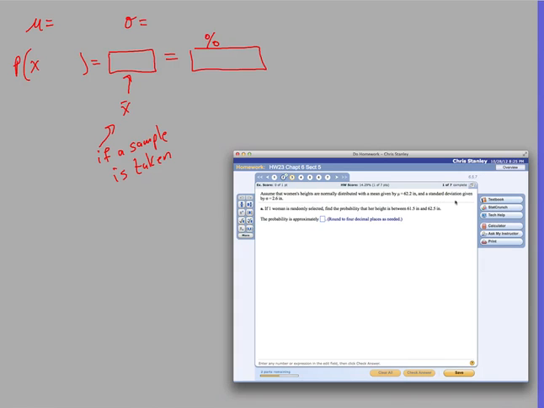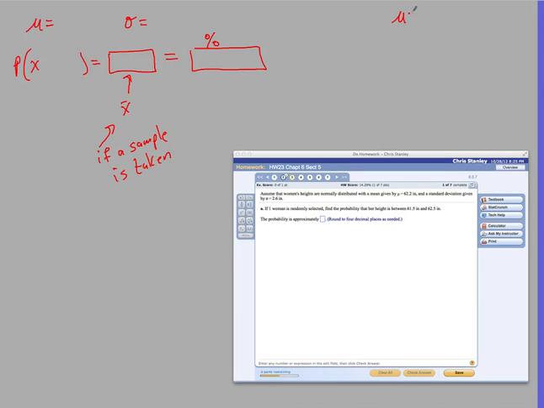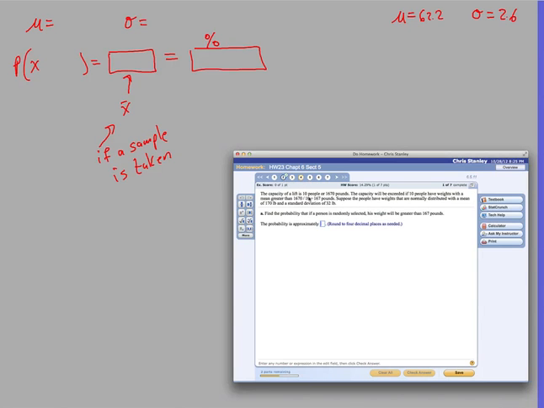So let's look at this. This is a review question. They're giving you a mean of 62.2. So they're giving you a mean. This is the population, 62.2, standard deviation of 2.6. That's my population. If one person, so a sample is not taken, so I'm in my population right now. So this is a review. Okay, so let's go to the next one.